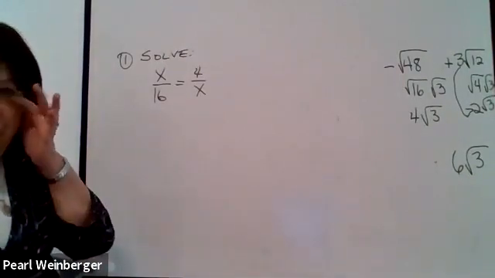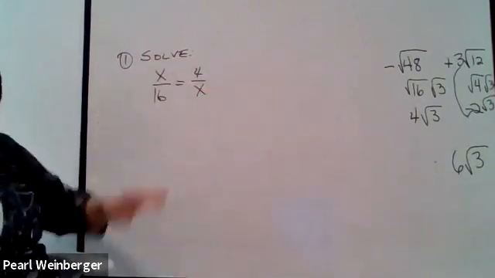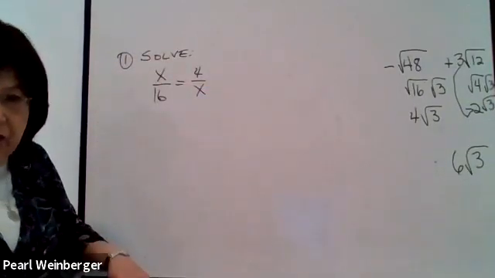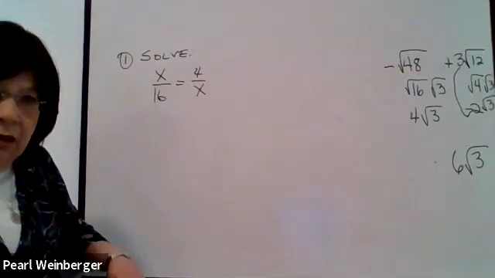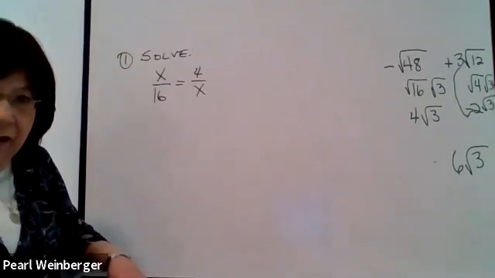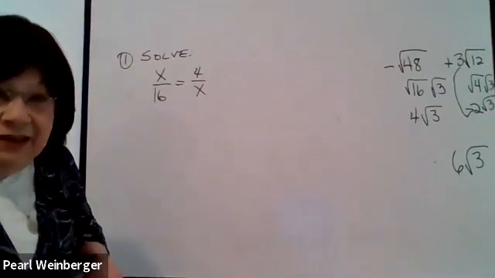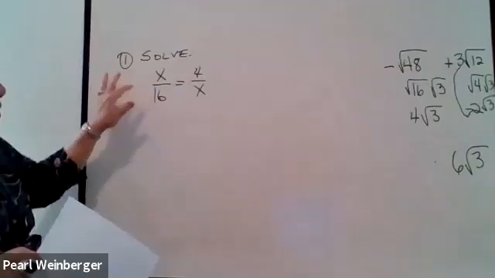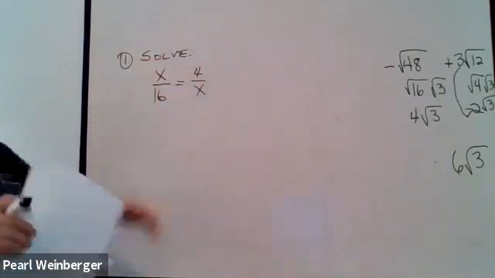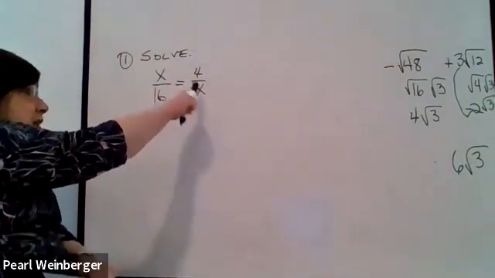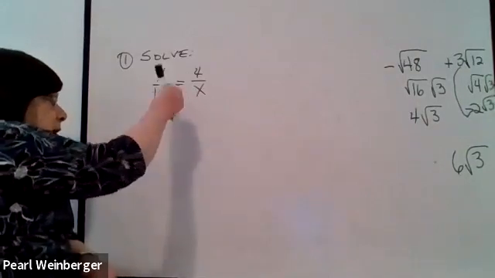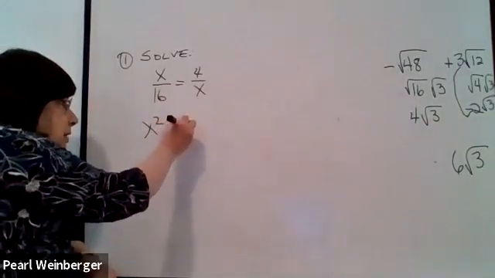Okay, what would be your first step in solving this kind of equation? Anybody have any suggestions? You would cross multiply. Yes, I would cross multiply. It is what we call a proportion, one fraction equaling another fraction. So let's cross multiply. x times x gives me x squared, and 16 times 4 gives me 64.